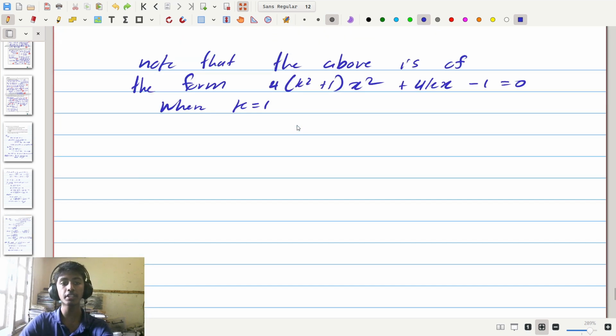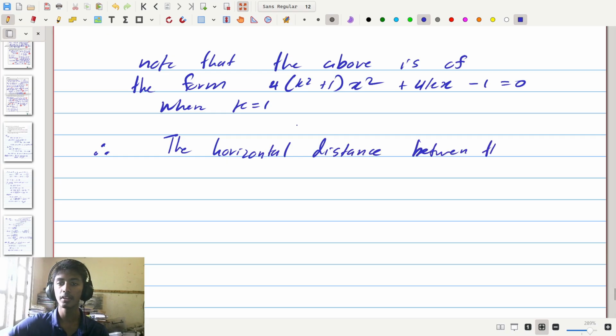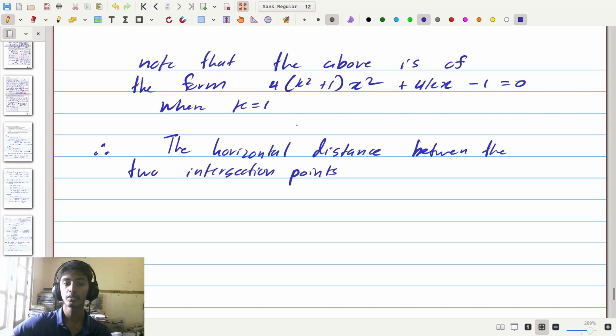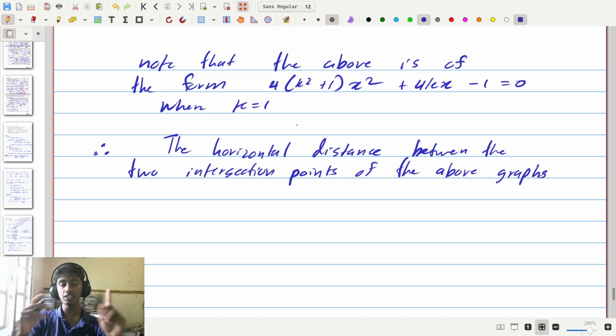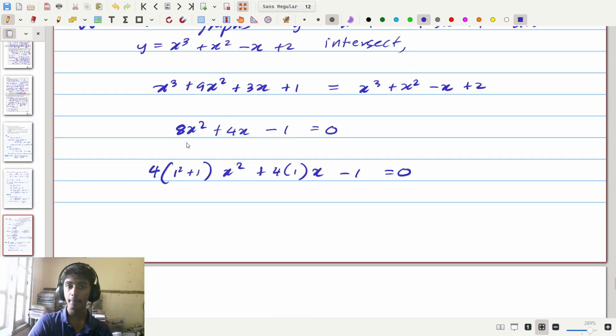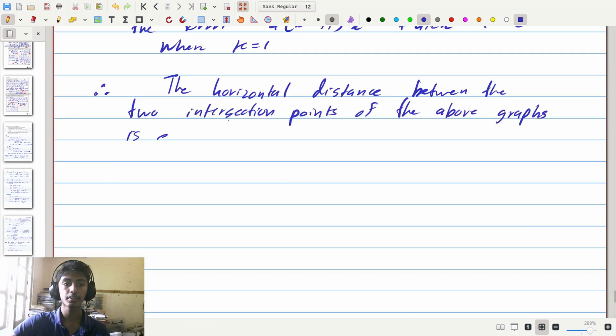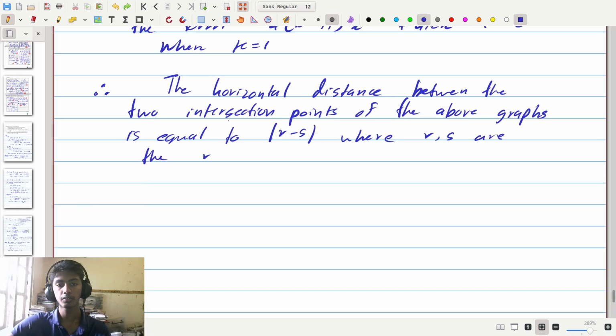So therefore, if we consider the intersection points, therefore, the horizontal distance between the two intersection points of the above graphs is equal to the distance between the two roots of our formula that we have up here, 8x squared plus 4x minus 1 equals 0, is equal to modulus of r minus s, where r comma s are the two roots of our equation, which was 8x squared plus 4x minus 1 equals 0.